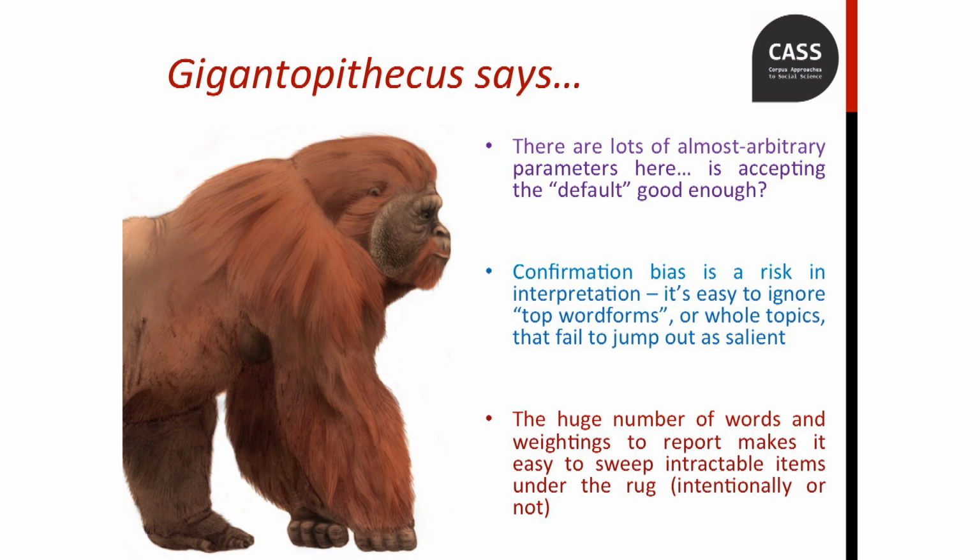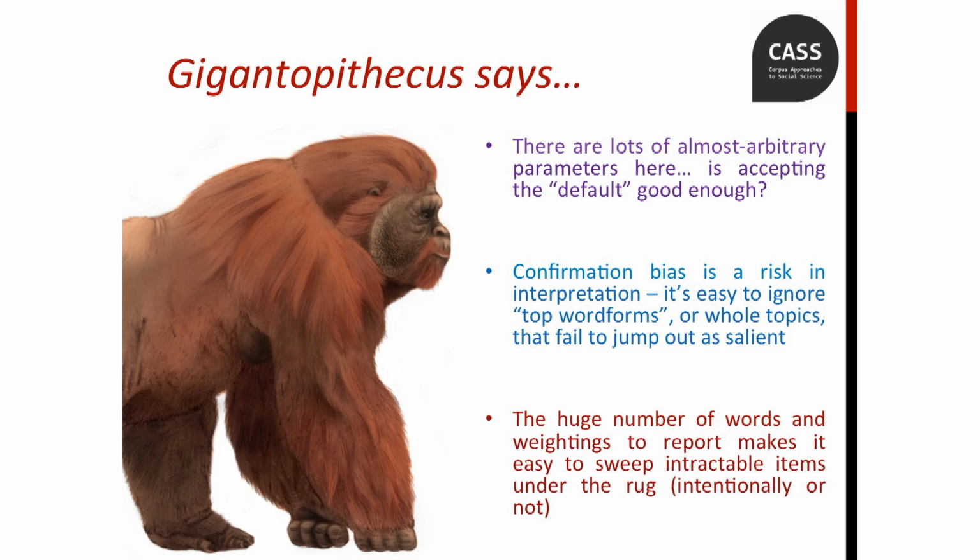Confirmation bias is a risk in interpretation. It's easy to ignore top word forms or whole topics that fail to jump out as salient. You may have noticed in my analysis that there are words in some of the topics that don't fit my headings. I was just skimming over them. Again, you'll see a lot of that in the literature. The huge number of words and weighting to report makes it easy to sweep untrackable items under the rug.